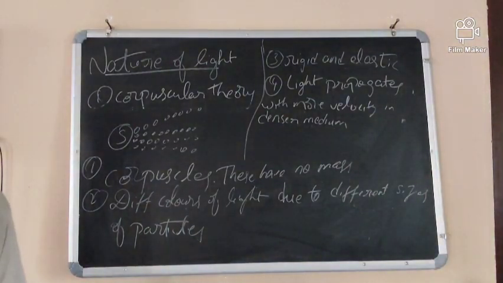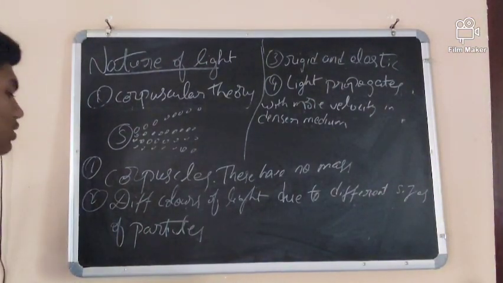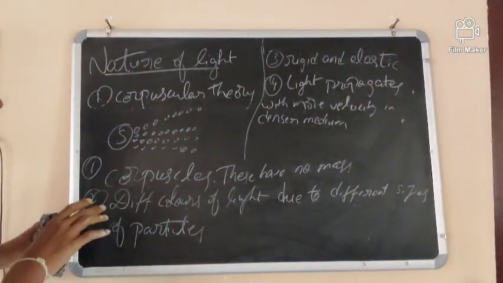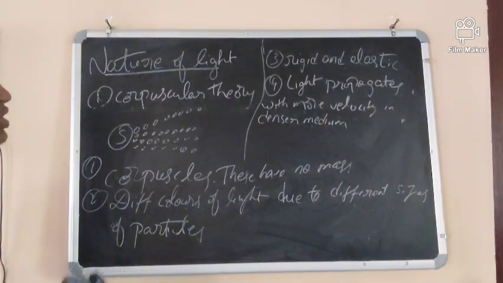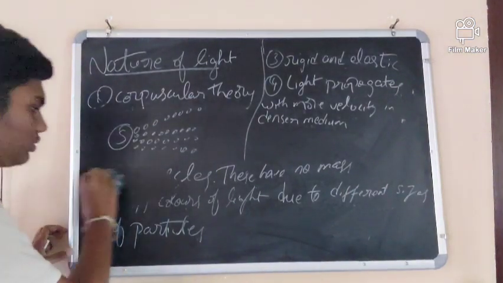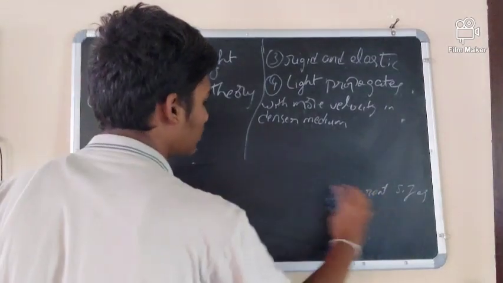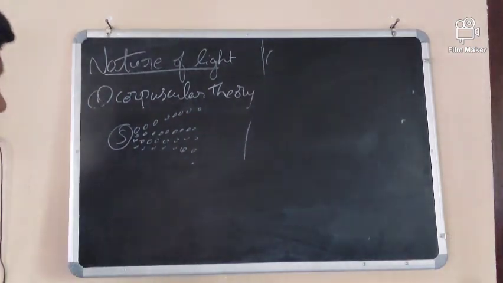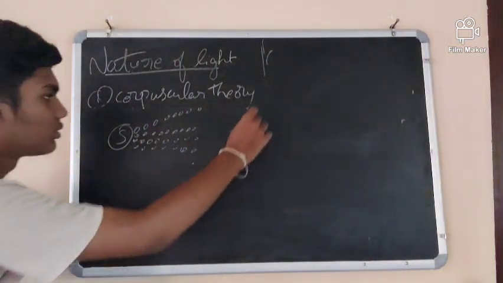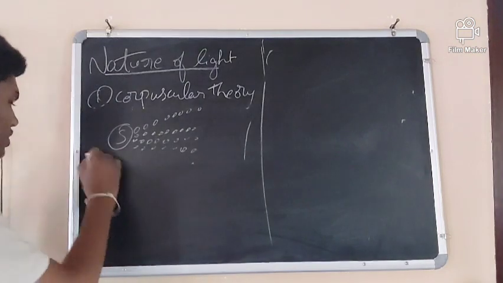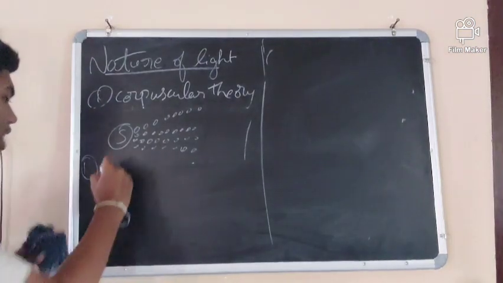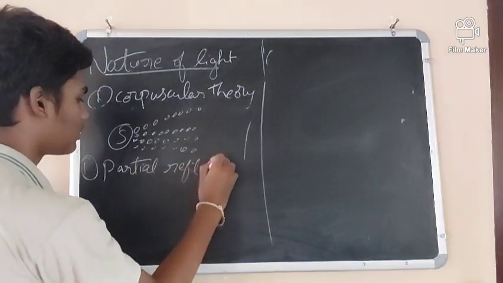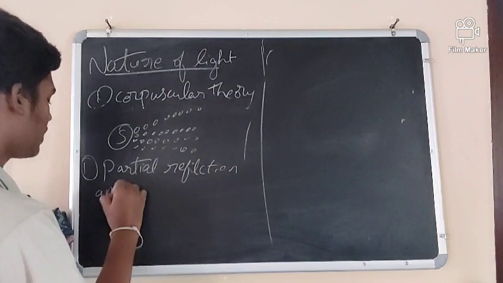Now let us see drawbacks of corpuscular theory. Okay, these are the observations he said. Not exactly, we say these are the postulates. There are so many drawbacks in his theory. The first drawback is he did not explain partial reflection and refraction.